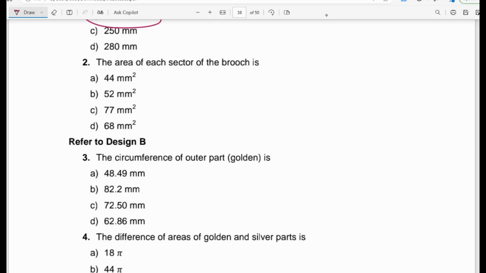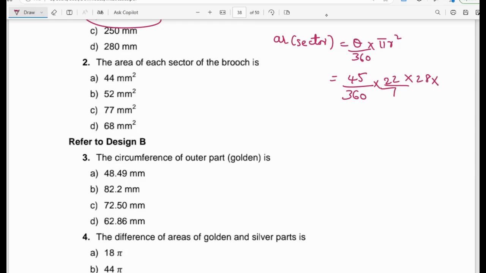Moving on to the next question, we have the area of each sector of the brooch. What is the area of a sector? We have a formula: area of a sector equals theta divided by 360 into pi r square. Theta we have already found, that is 45, divided by 360 into 22 by 7 into 28 into 28.